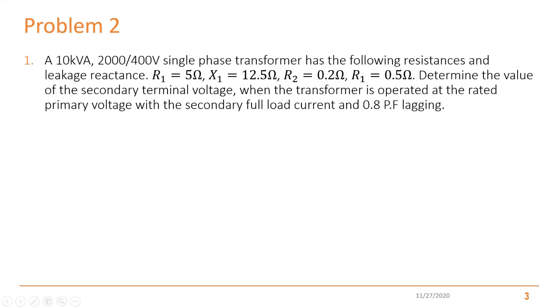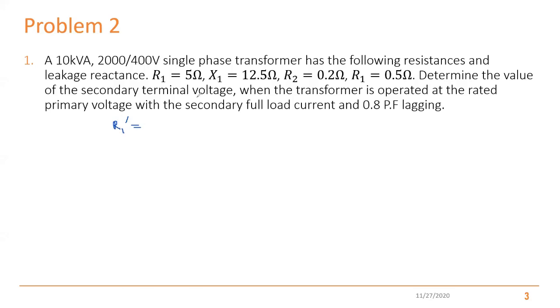First thing I have to do: the primary values are given, referring to the primary itself. So if you are going to refer from the secondary side, I have to make sure that they are converted to the secondary side. So R1 dash. When you refer from the secondary, first you have to calculate the K.